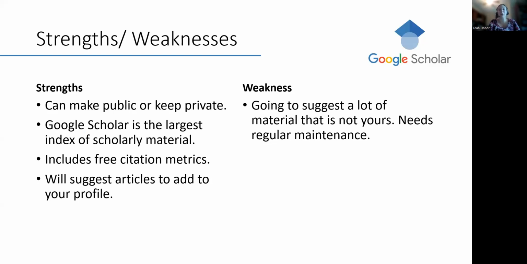It spans a huge number of topics and disciplines. It is not specific to biomedical information or anything else. Google Scholar profiles can be made public or private, and they include free citation metrics and author scores, like I mentioned. And it will also suggest articles for you to add to your profile based on its own algorithm.